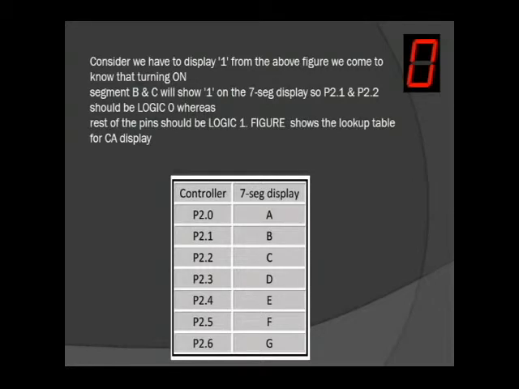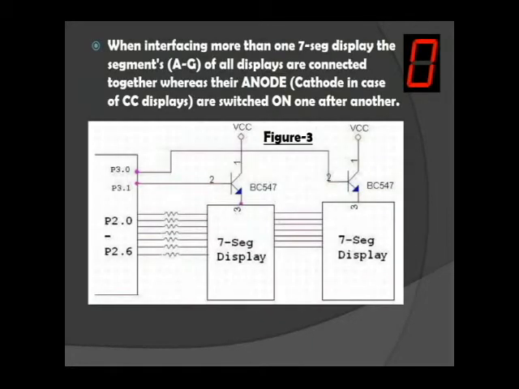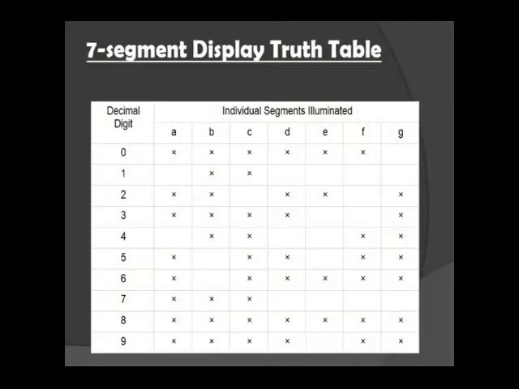We can now interface a single 7-segment display to the microcontroller, but for interfacing multiple 7-segment displays, we use the scanning principle, where one 7-segment display is displayed after another, but this process is very fast, hence the flickering cannot be seen by the human eye. Figure 3 shows the circuit for interfacing two 7-segment displays. When interfacing more than one 7-segment display, the segments of all displays are connected together, whereas their anodes are switched on one after another. For a 7-segment display, we can produce a truth table giving the individual segments that need to be illuminated in order to produce the required decimal digit from 0 through 9, as shown in the truth table.